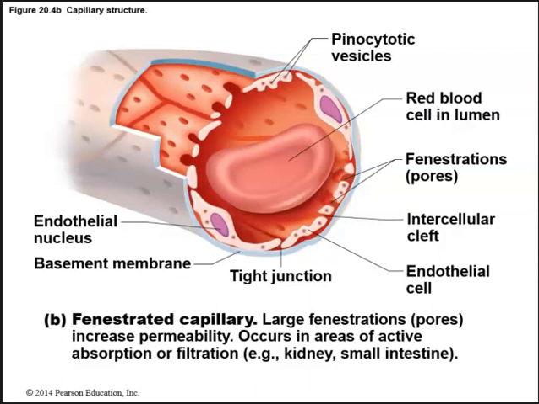So here we see a fenestrated capillary. Again, we have large fenestration, also known as pores. We can see these pores between the endothelial cells to help increase permeability of molecules or gases. So occurs in areas of active absorption or filtration, such as the kidney and small intestine.